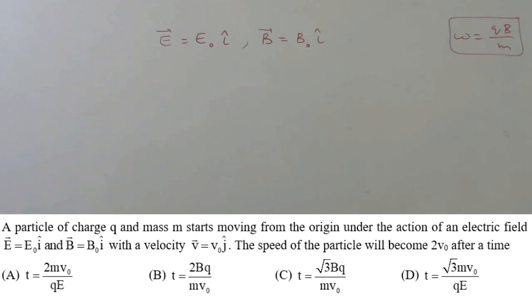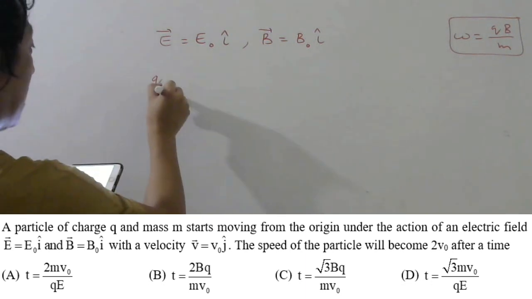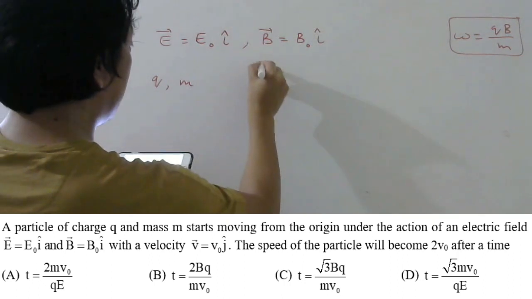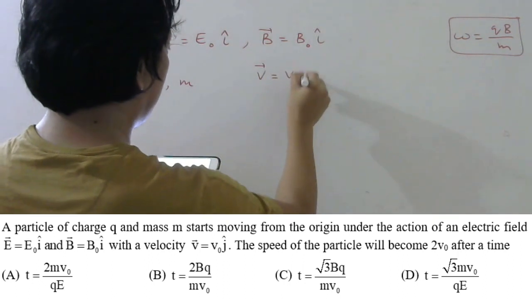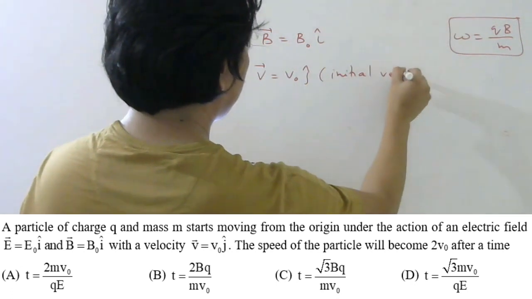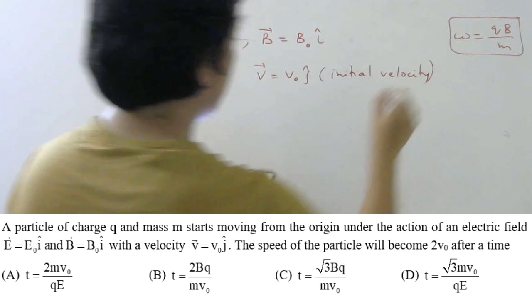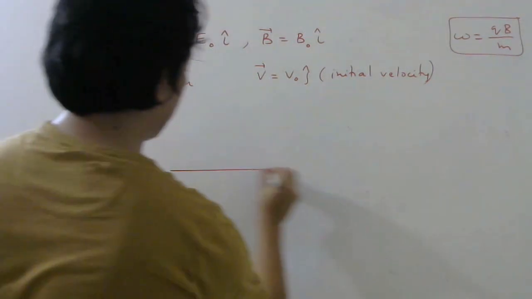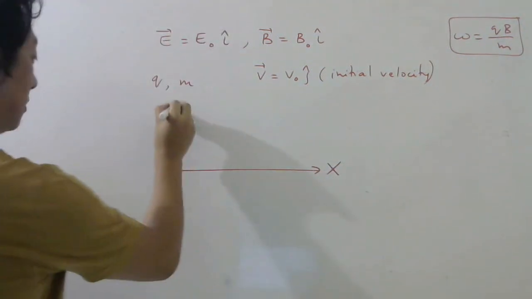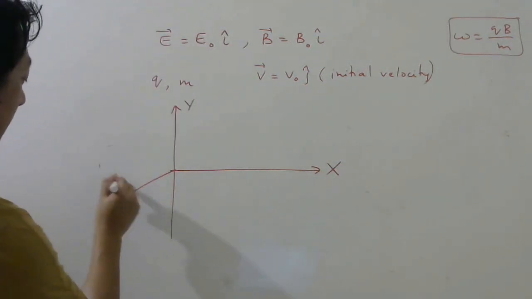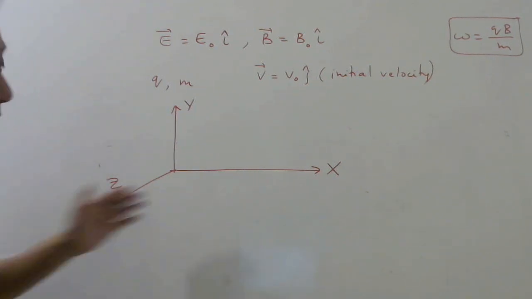So they want you to find the time. The charge of the particle is given as q, mass is given as m, and the initial speed is v naught. They have mentioned the initial velocity as v naught j cap. This is your initial velocity. So let's see a diagram once. This is your x axis, this is your y axis, and this is your z axis. But please remember, it is out of the board.